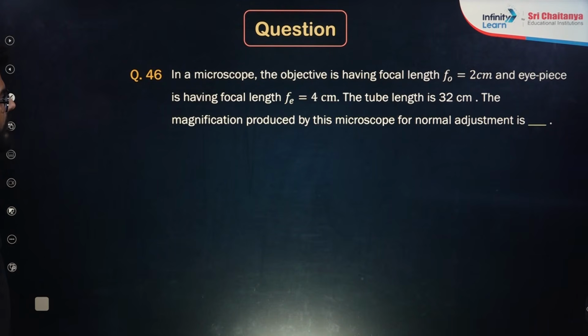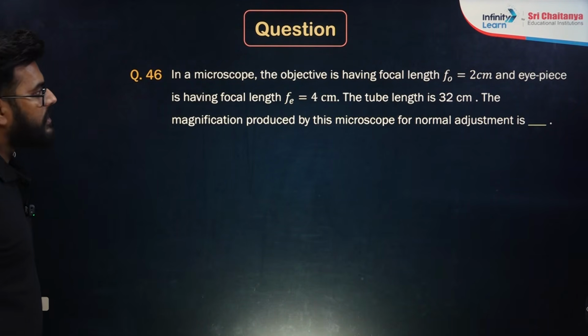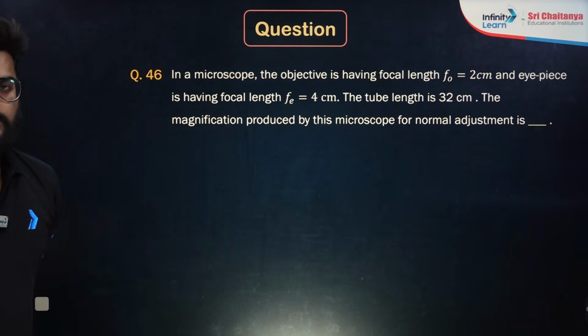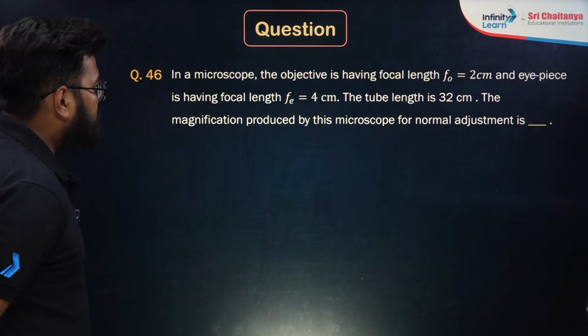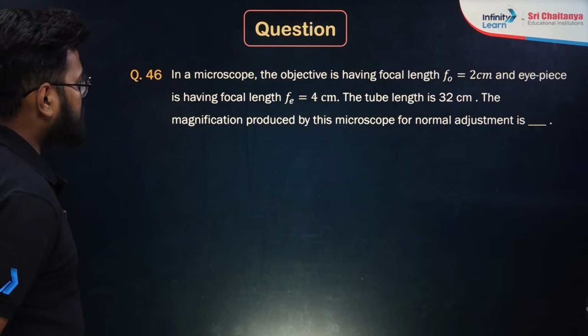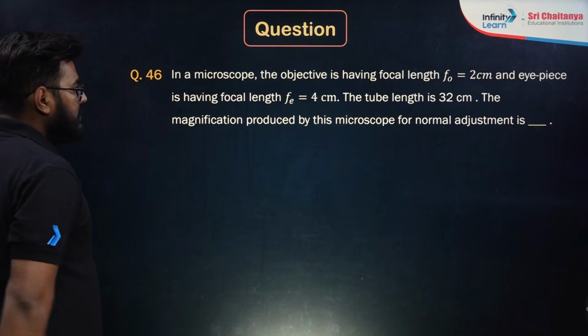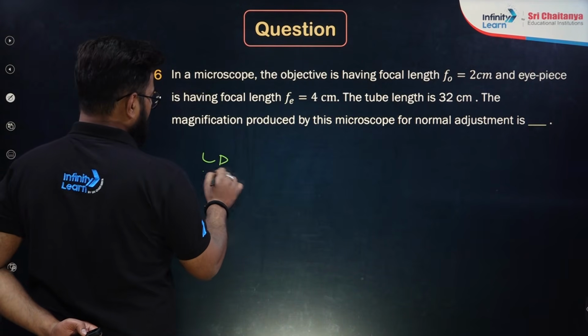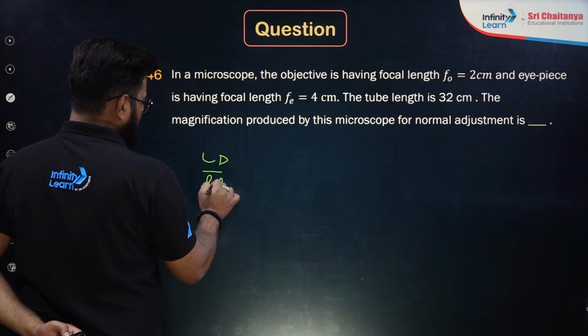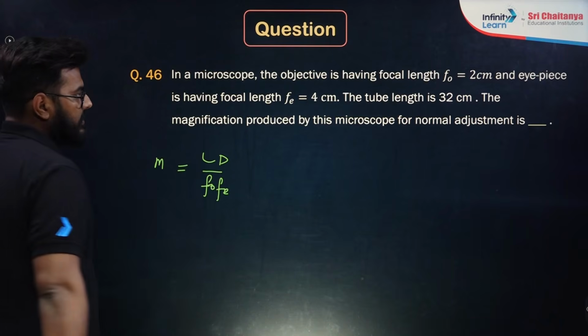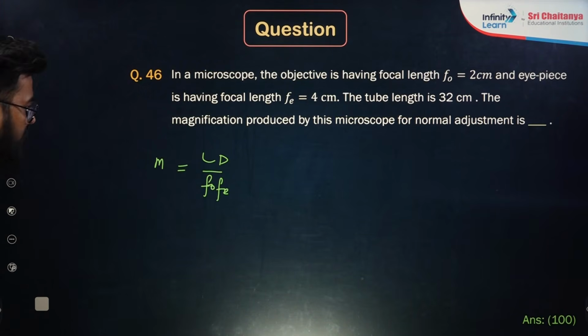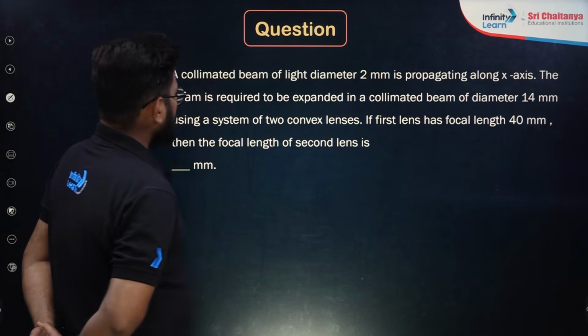120.15. In a microscope, the objective is having focal length Fo = 2 cm and the eyepiece is having focal length Fe = 4 cm. The tube length is 32 cm. The magnification produced by this microscope for normal adjustment. A simple formula based on L, D, Fo, Fe will give you the value of magnification. Clear? I hope this is clear. 100 will be the answer.